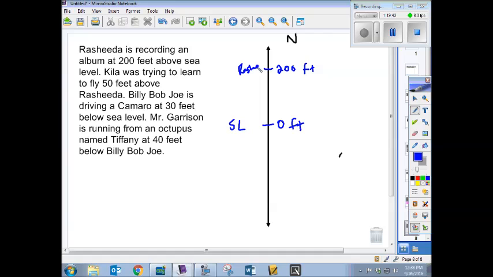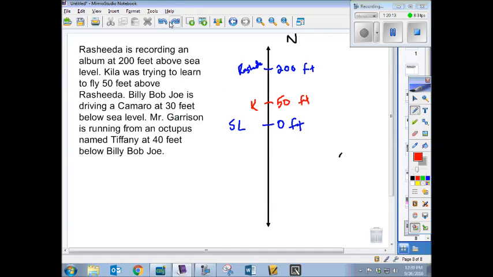Okay, now Kyla was trying to learn to fly 50 feet above Rashida. This is where I'm seeing two wrong things. I saw some of you putting Kyla at 50 feet. Is that correct? No. If it would have been there, she would have been 50 feet above sea level. Do you guys see the difference? It's not sea level. She's 50 feet above where Rashida is.